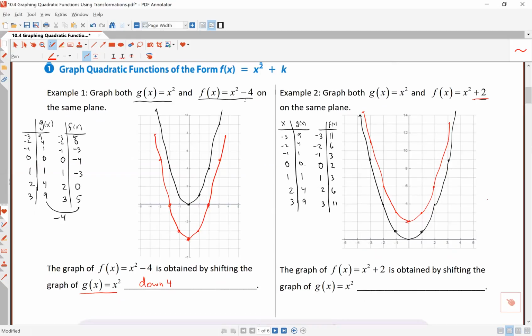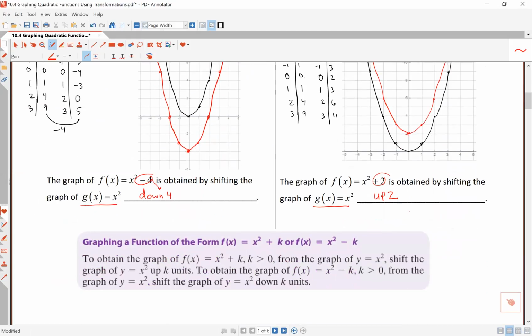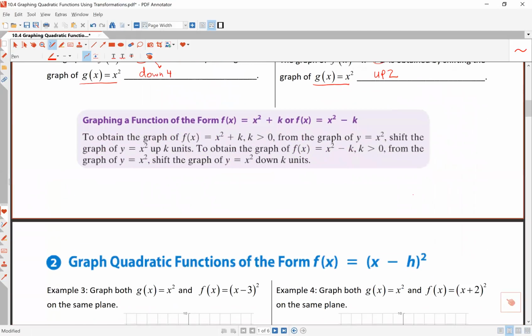So we see that this graph has been obtained by shifting the graph of g of x equals x squared up 2. So it makes sense. We've got the minus 4, we shifted down 4. We've got the plus 2, we shifted up 2. So we say that in general, to graph a function of the form f of x equals x squared plus k, or f of x equals x squared minus k, we shift the graph up k units if k is positive, and we shift the graph down k units when k has a minus in front of it.